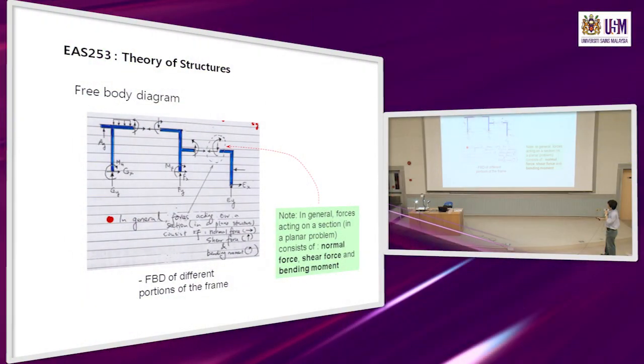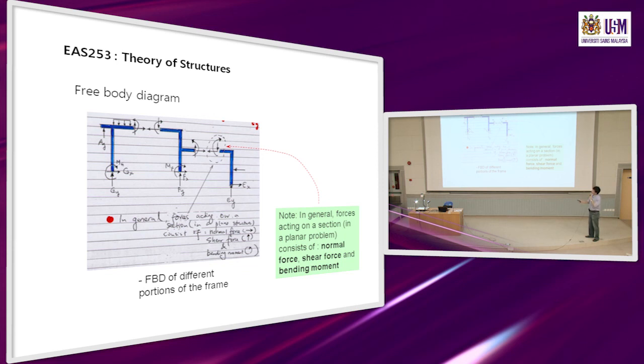Okay, so the next one, we can draw a free body diagram of any parts that we want. We want a free body diagram of this part, this part, and this part. So you can separate them. This is a support. This is a roller support.